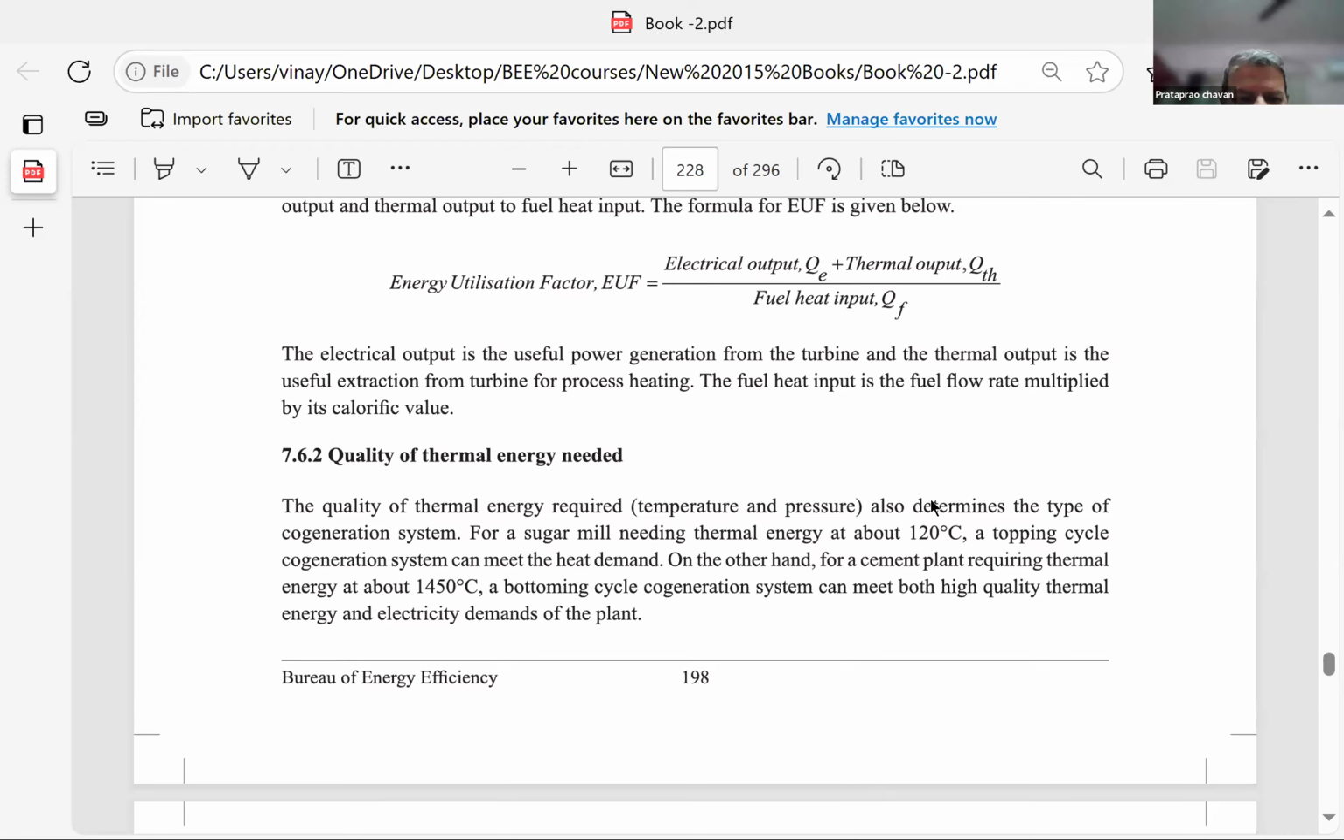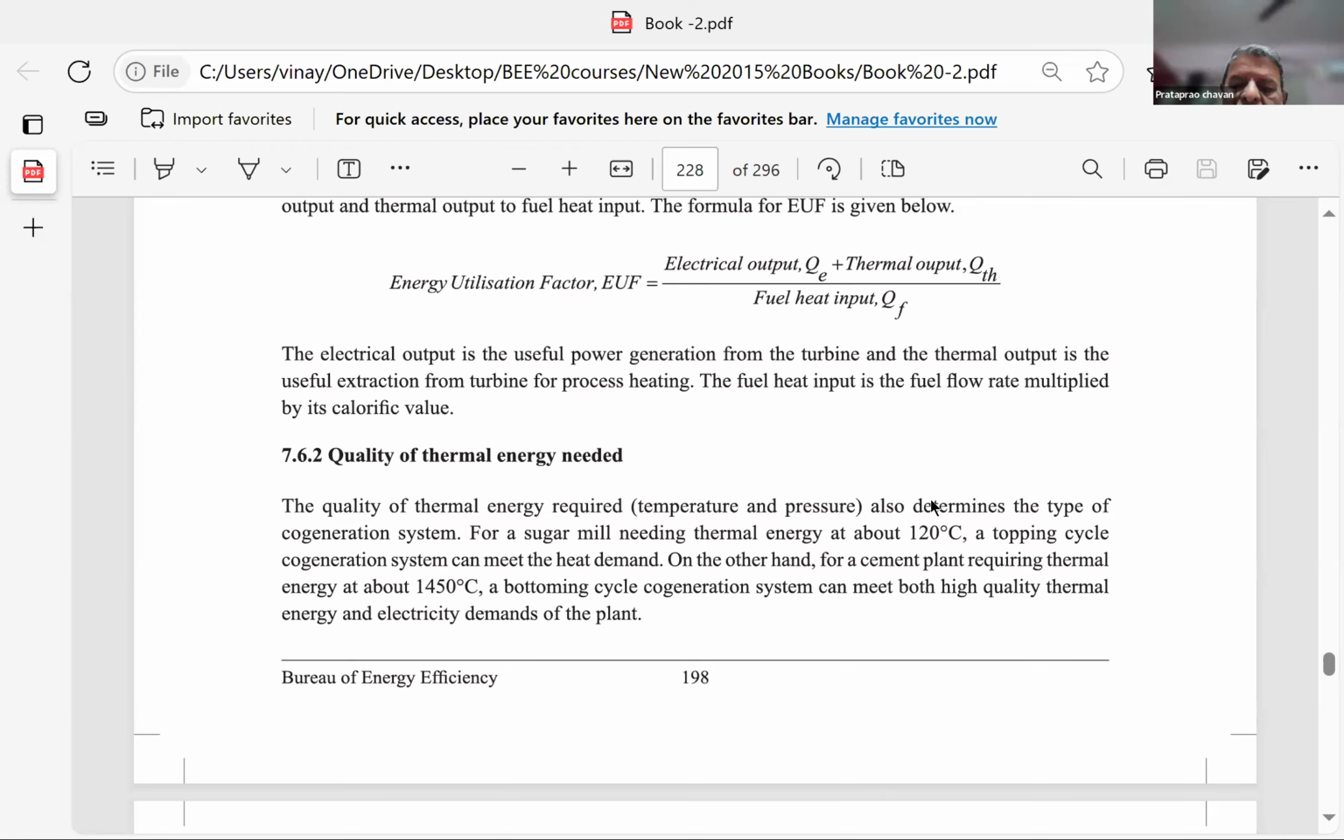The quality of thermal energy needed. Now, what is the quality of electricity? How do you judge? It is the frequency and the voltage, two parameters. They decide whether electricity of standard is reaching your place. Frequency is 50 cycles per second. And the voltage you need in domestic is 215 volts. If it is three phase, 440 volts. Standard parameters. If you get these parameters, you say, yes, electricity is of good quality.